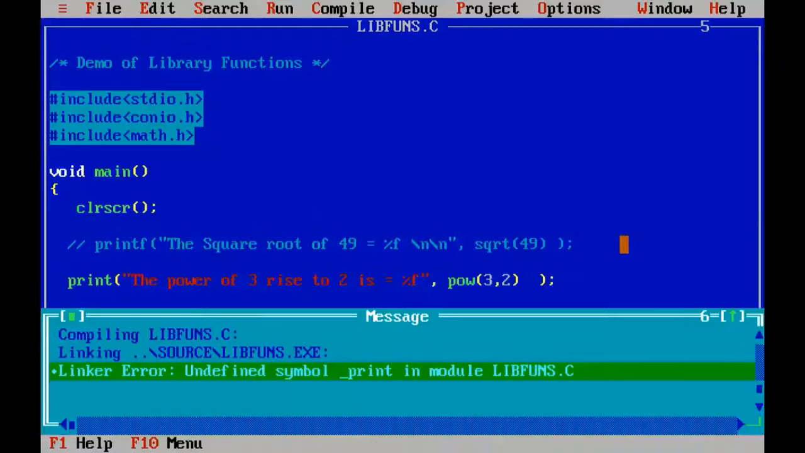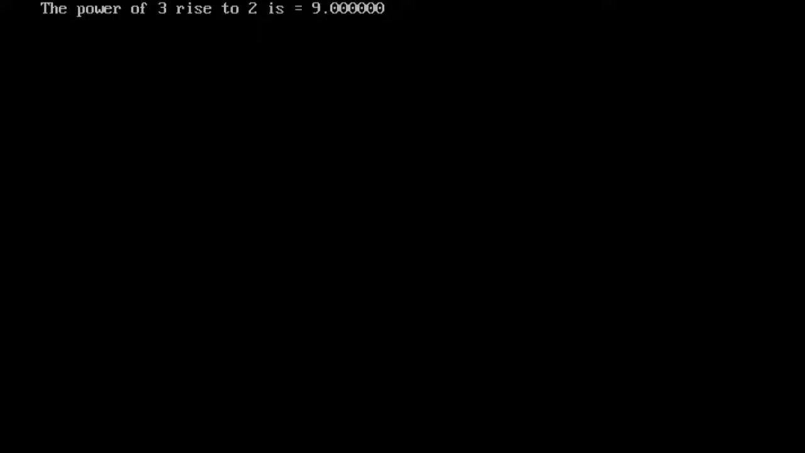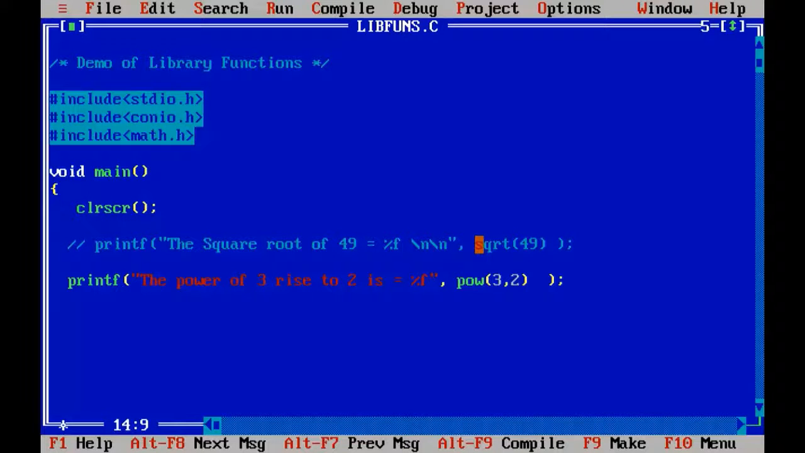Oops, sorry for that. I misspelled the word printf here. So we should expect, Control F9. The power of 3 raised to 2 is 9. So that is what we have expected, right? These are the examples for library functions.